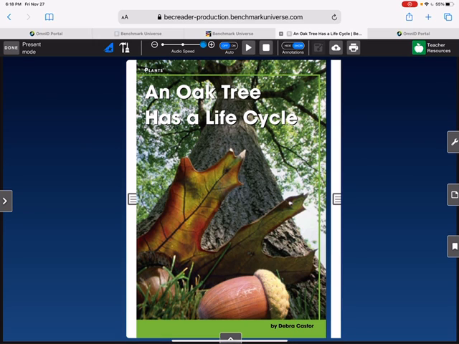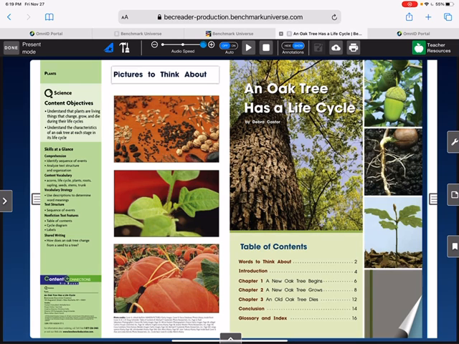Would this be a fiction or a nonfiction book? Did you say that it would be a nonfiction book? You're right. What made you think that? Well, I think it's a nonfiction book, probably because of the real pictures and knowing that life cycles are real things. So I know that the author's purpose was to inform me or teach me about the life cycle of the oak tree. Here are some pictures to get us thinking about the life cycle.